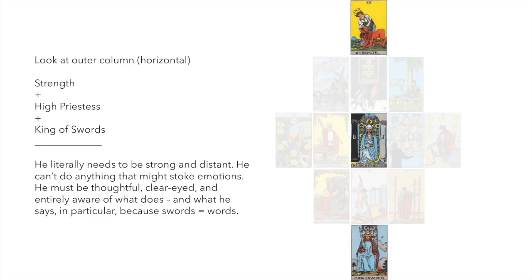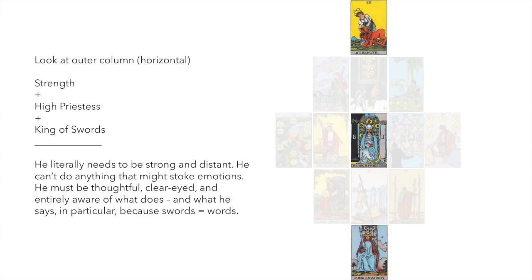This takes that further. So with Strength, the High Priestess and the King of Swords, he really needs to be strong, probably keep his distance. He can't do anything that might stroke emotions. He needs to be thoughtful, clear-eyed, and really aware of what he does and what he says in particular, because the King of Swords, remember, swords can equal language, can equal thought and words. And so he really needs to be careful about what he does and says.